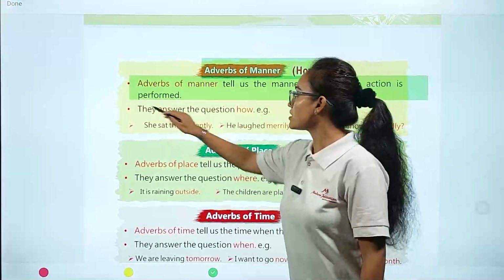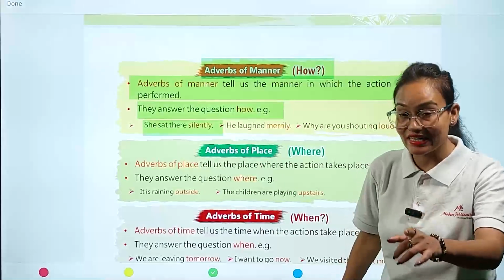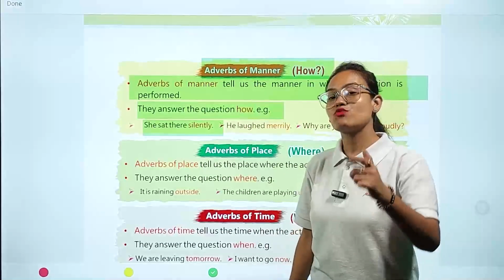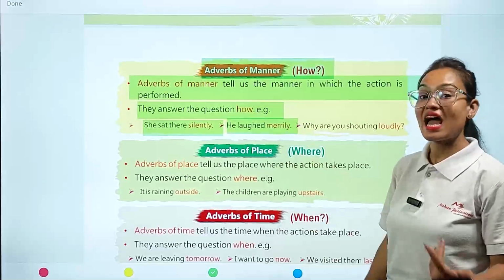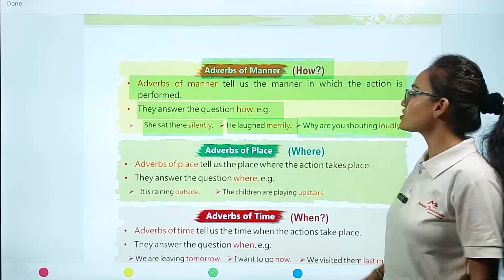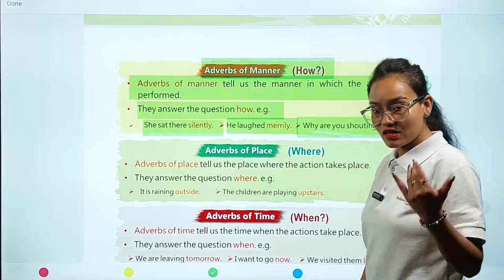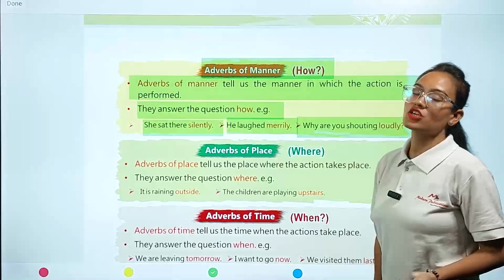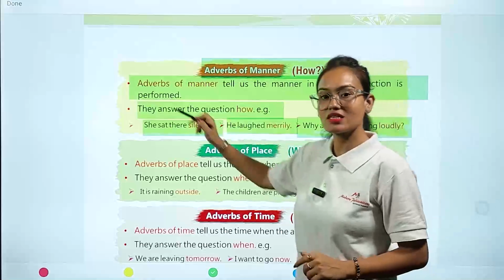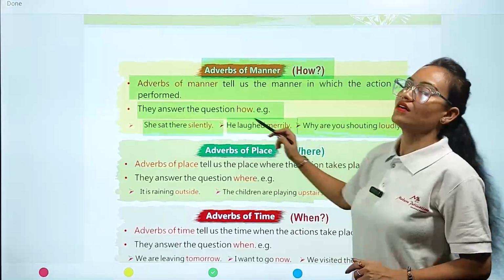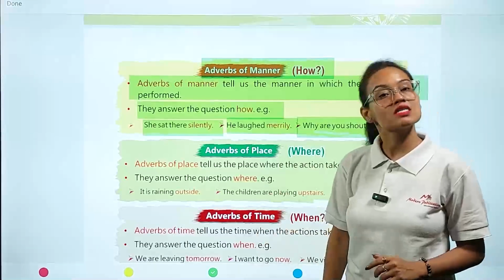They answer the question how. Example: she sat there silently. So in a silent way she was sitting there. He laughed merrily. Merrily means happily. Why are you shouting loudly? Here, in what manner are they shouting? Loudly. So here, my dear students, you can see the adverb of manner is clear. Adverbs of manner are those adverb words which tell us in what way the action is performed.